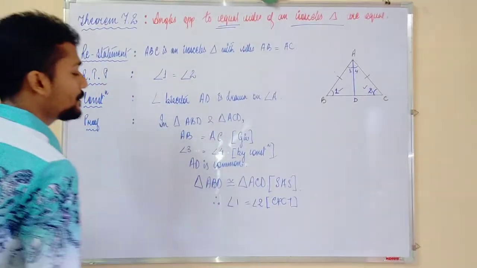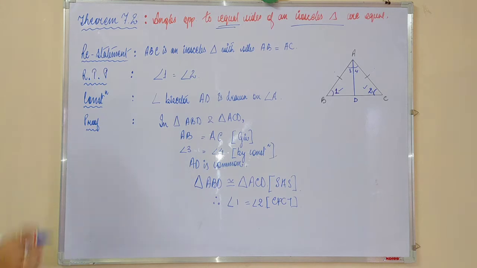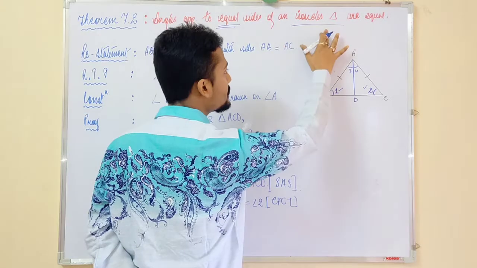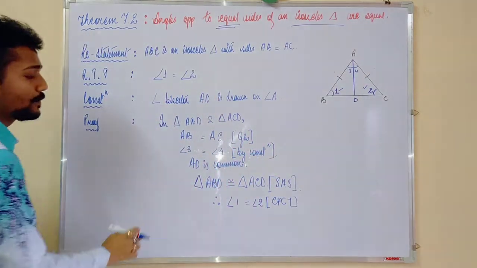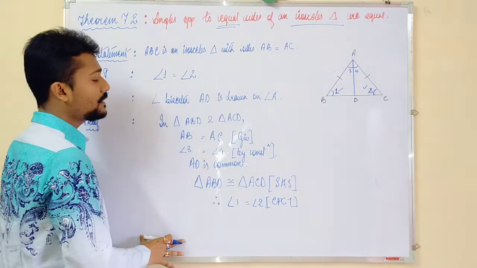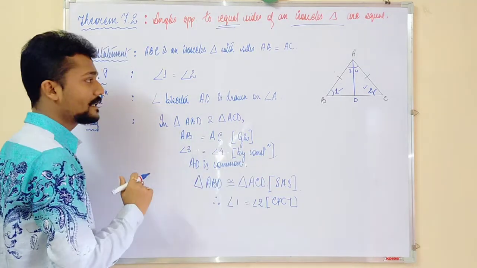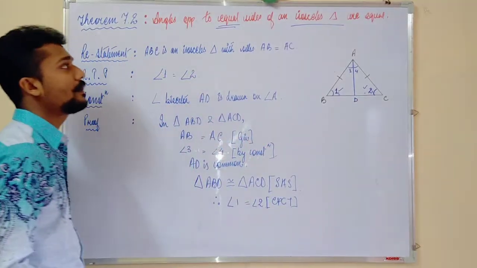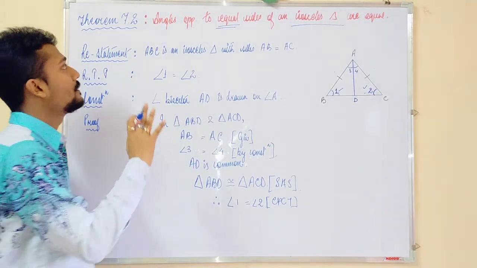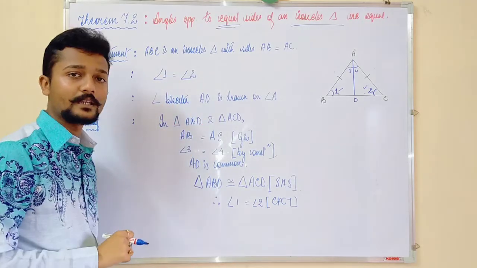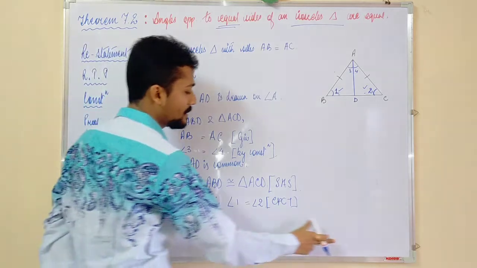So after this particular part is over, what you will write? Therefore, angles opposite to equal sides of an isosceles triangle are equal. Down you will write. Is that clear? What you will write after this part is over? That means, hence we have proved that the base angles of an isosceles triangle, that means angles opposite to equal sides of an isosceles triangle, are equal. That particular part you have to write it here.